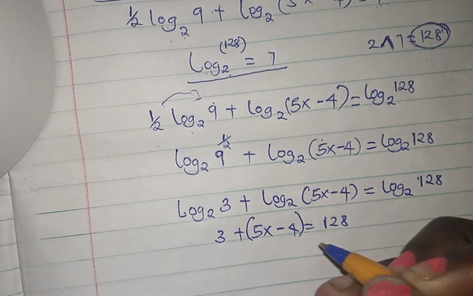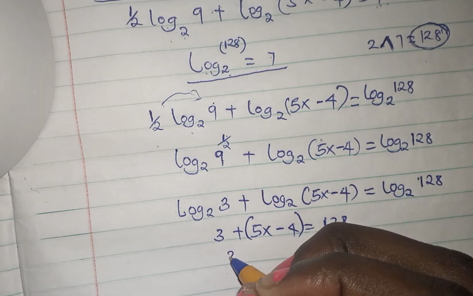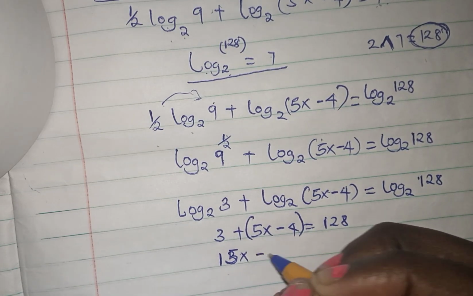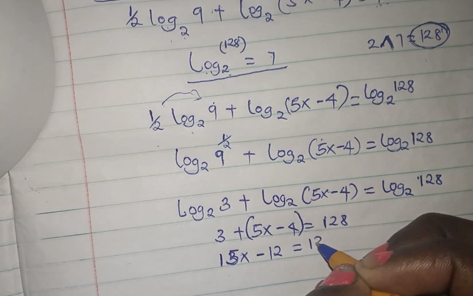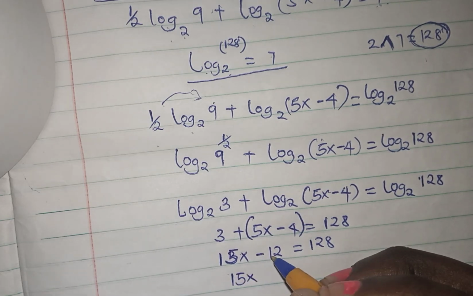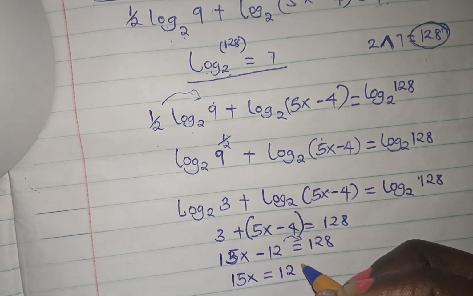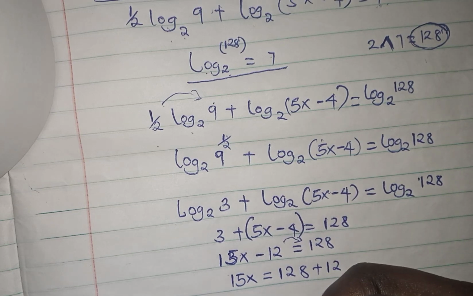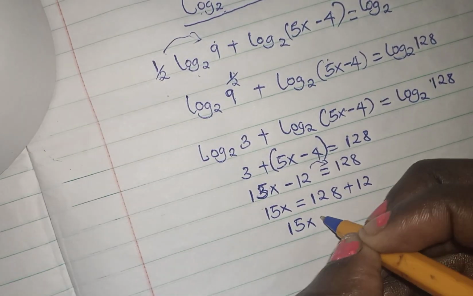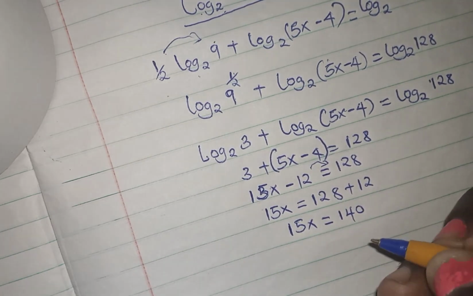We have a bracket over here. I'd forgotten. Because we have the brackets, I'm just going to multiply. It will be 15x minus 12 is equal to 128. Negative 12 will cross the equal sign and it will be positive 12. 15x is equal to 140. 128 plus 12 is equal to 140.